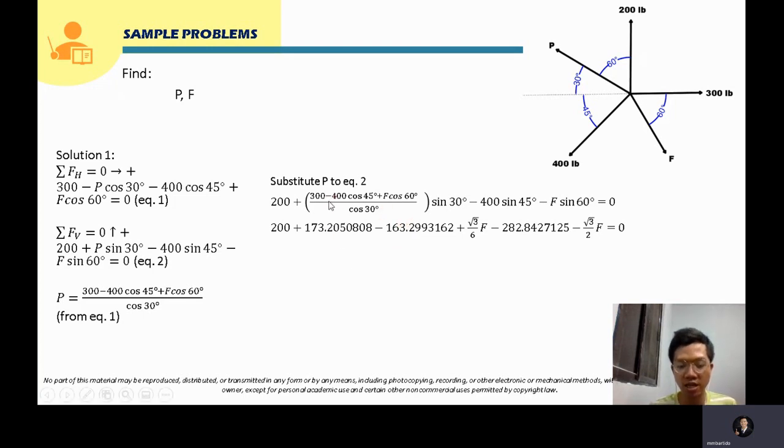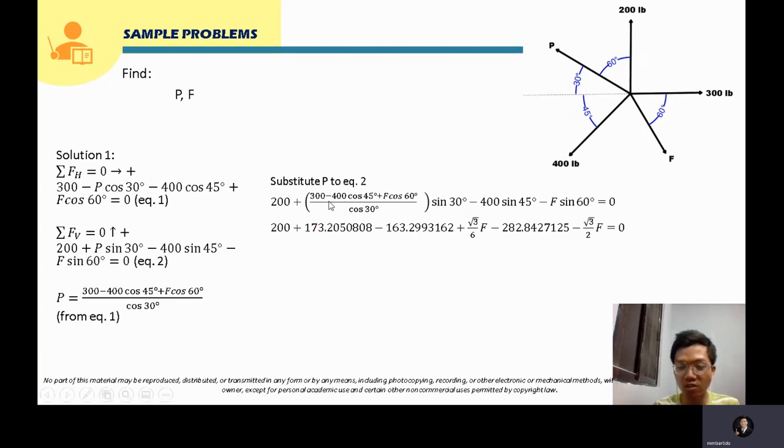And then we have here F cosine 60 over cosine 30 degrees times sine 30 degrees. So that will be square root of 3 over 6 F. Then this will be that value minus 400 sine 45 degrees. If you input that in your calculator, the value is 282.8427125. And your F sine 60 is square root of 3 over 2 F, and this is negative here.